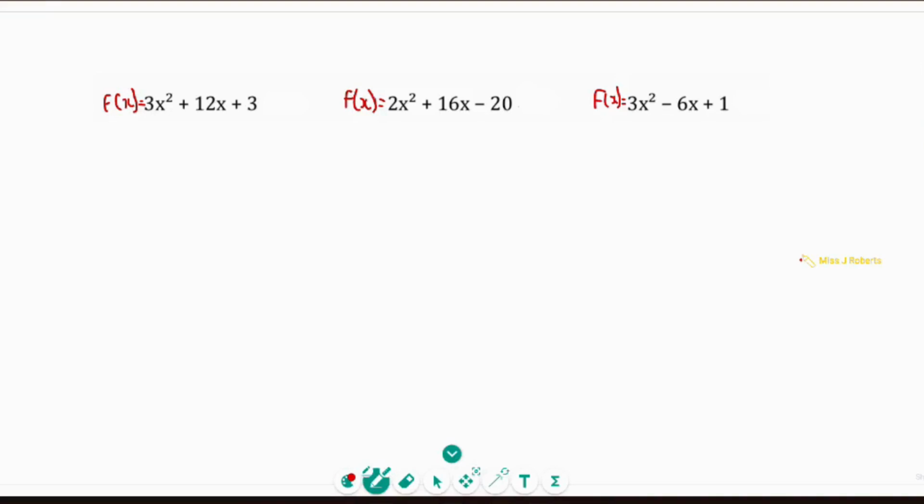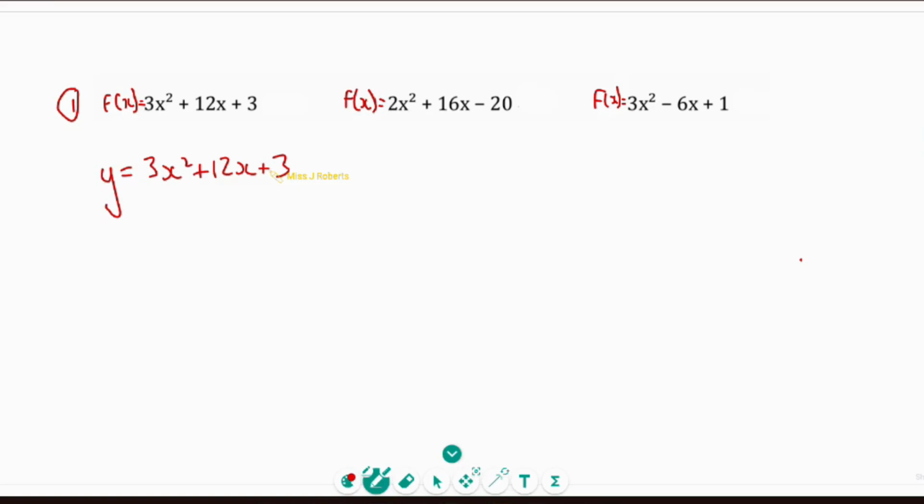Then lastly, we're going to be looking at finding the inverse function when you have a quadratic and the coefficient of x squared is greater than 1. So this is probably grade 9, I would say. Okay, I'll do this first one as an example. Maybe look at the other two yourself and put me on pause. So start out as normal. Put the function equal to y.